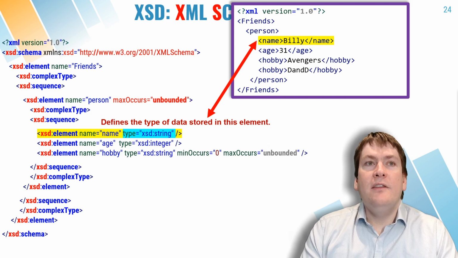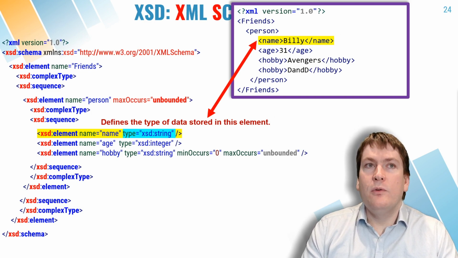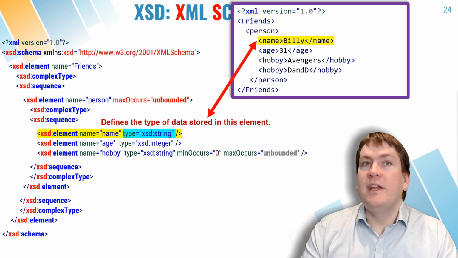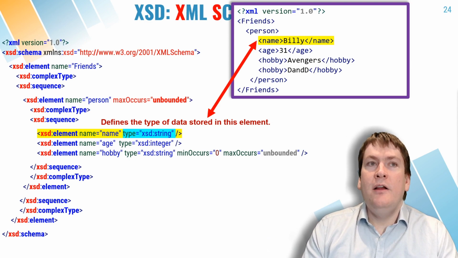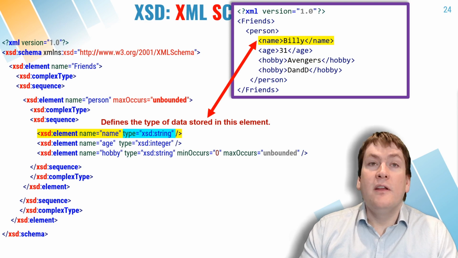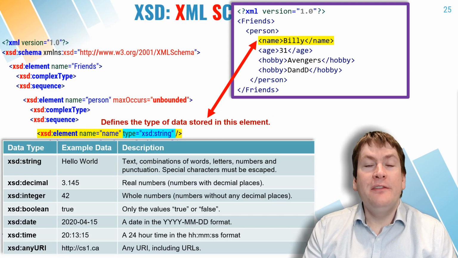So like I mentioned here, this is the type of the data that will be stored. And this is both a way to tell people that are reading your schema what kind of data they should provide here, as well as a way of enforcing it. So when we get to validation later, these data types will actually be checked, and the validator will check that the only text inside that name element is actual text, like characters and letters. So I've provided a list of the most commonly used types here.